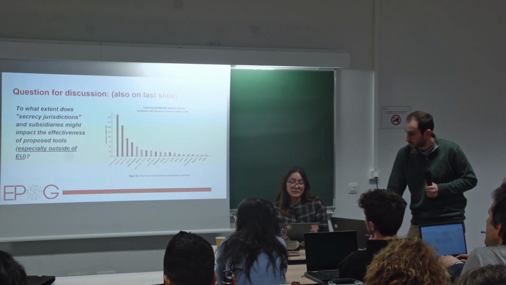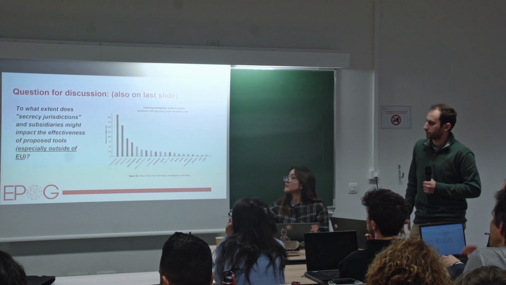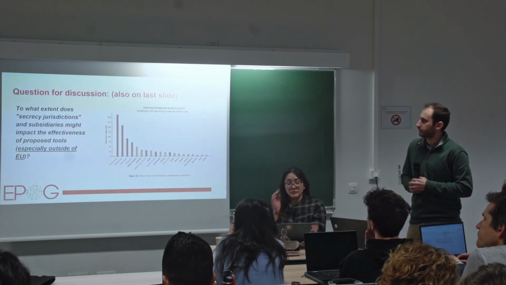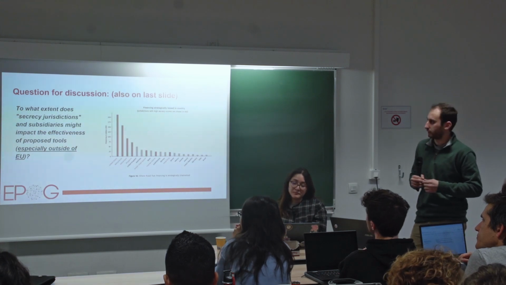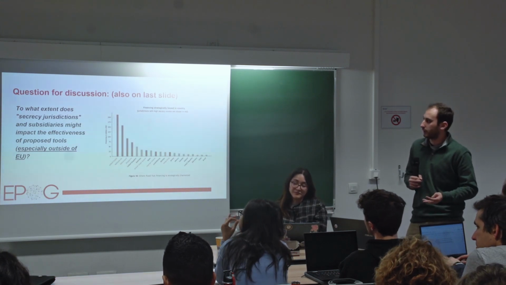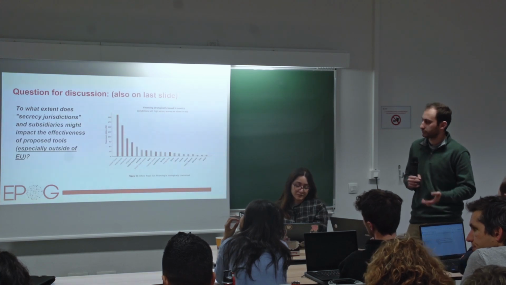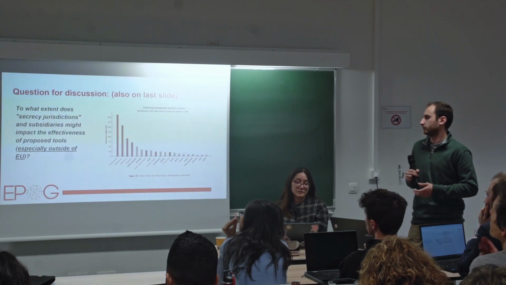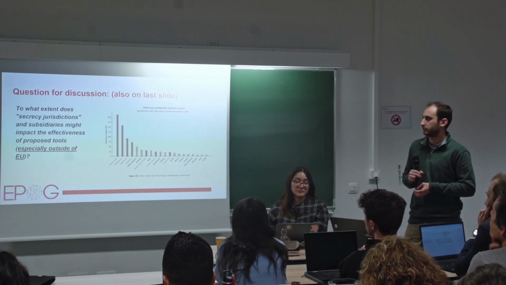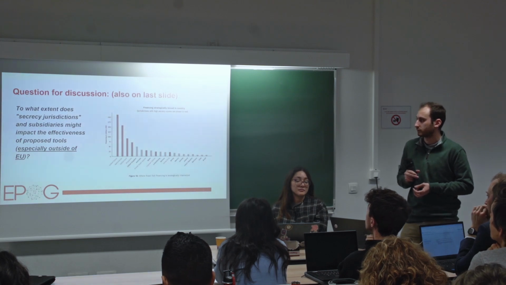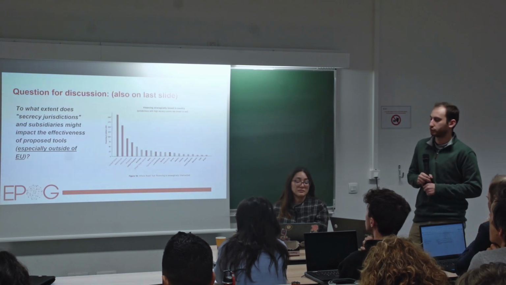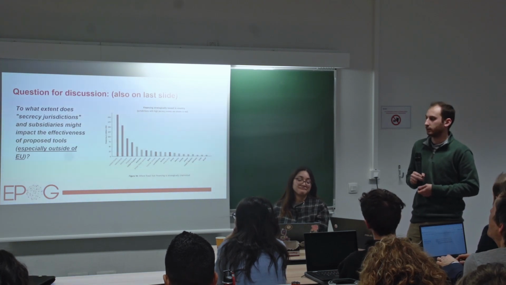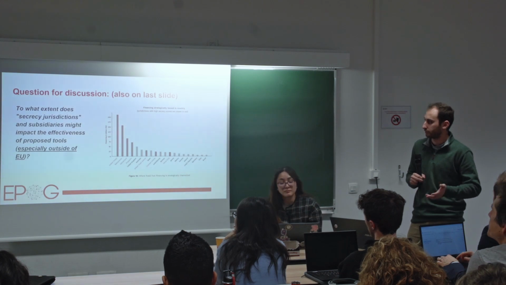Okay, and here you can also see the countries that have the highest financing of fossil fuels. The four highest are in secrecy jurisdictions. And finally, my question for discussion would be: to what extent might secrecy jurisdictions and subsidiaries impact the effectiveness of proposed tools, especially outside of the EU, or for a subsidiary which is operating outside of the EU?